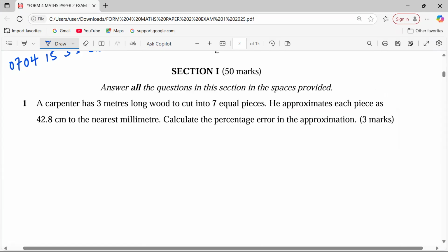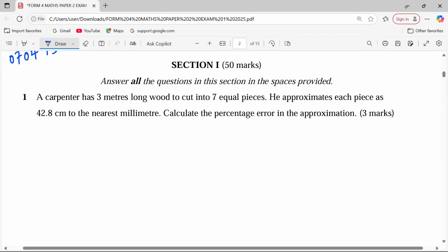So for us to get the percentage error in the approximation, remember this is not a percentage error in the computation of anything. It's just an estimation. So we should get the error itself first, so that when we take the error out of the actual dimension, we will be able to get the percentage error by multiplying that by 100. So what is the error?